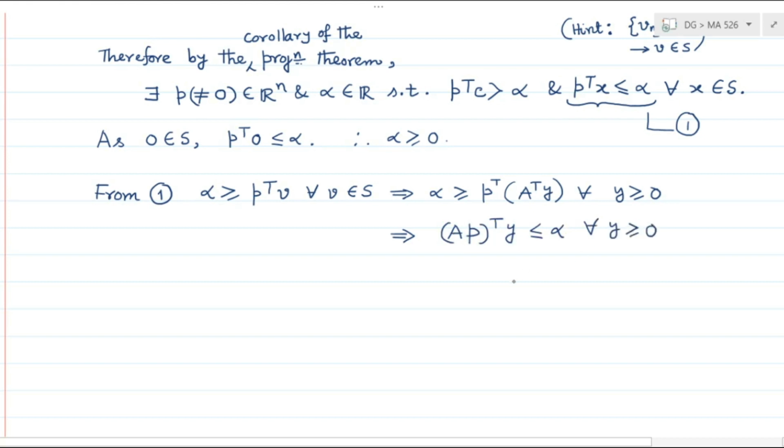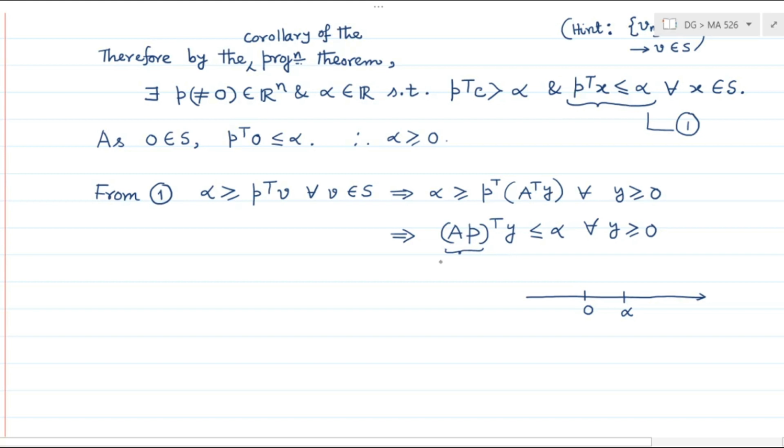What does it say? Here you note that AP is a constant vector, and y is a variable. Now this inequality, AP transpose y less than or equal to alpha, says what? Alpha is a non-negative quantity. Here is your real number line, here is the location of 0, and let's suppose alpha is over here. Alpha is greater than or equal to 0. Here you note that AP transpose y for every y is less than or equal to alpha.